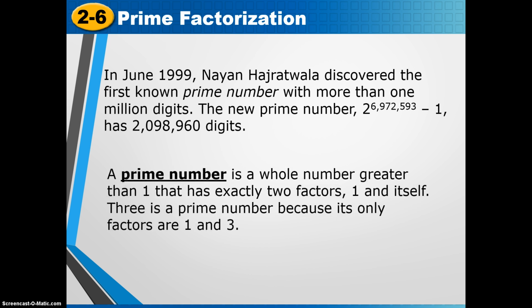So, anyway, a definition of a prime number is a whole number greater than 1 that has exactly 2 factors, as I mentioned, 1 and itself. So 3 is an example of a prime number because its only factors are 1 and 3. 5 would also be another example, 7, 11, 13, 17, 19, and so on. All those numbers are examples of prime numbers because they're divisible only by 1 and themselves.